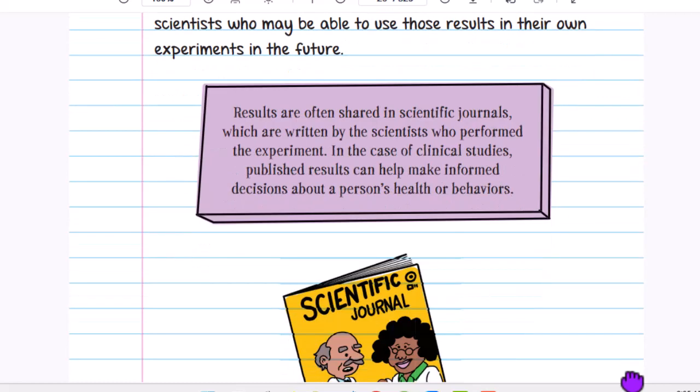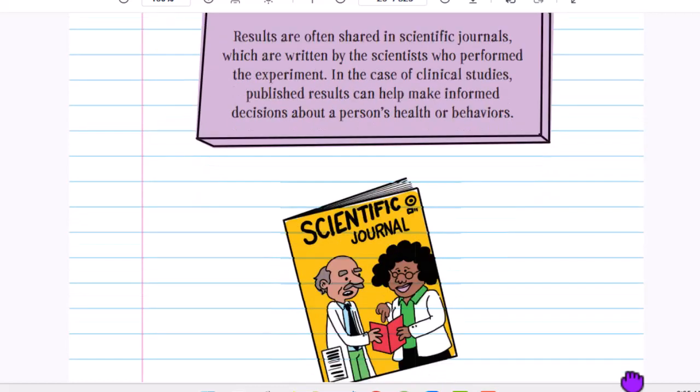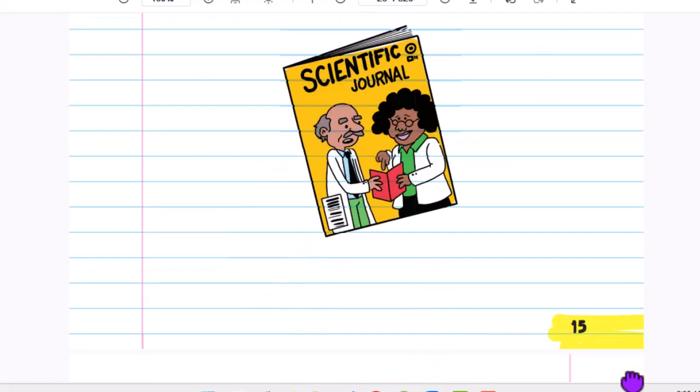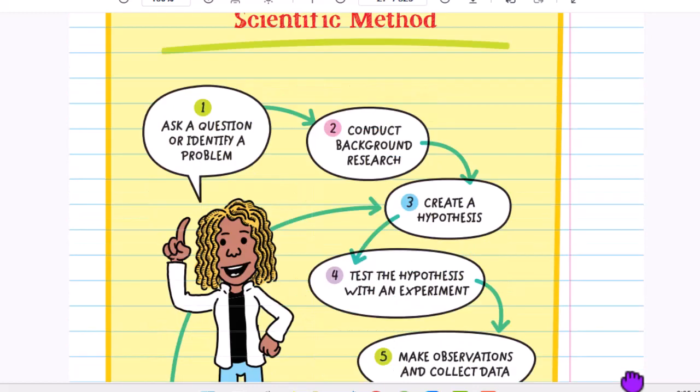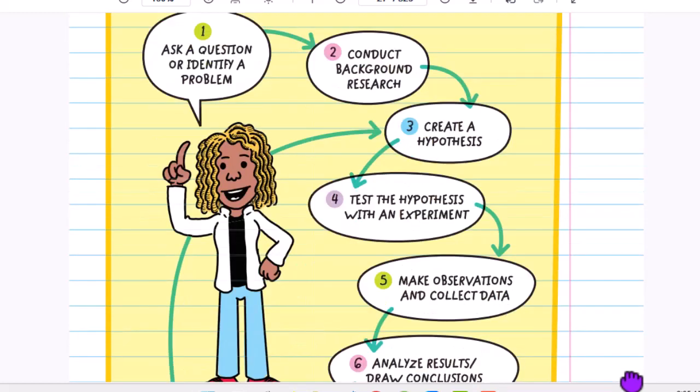Results are often shared in scientific journals, which are written by scientists who perform the experiment. In the case of clinical studies, published results can help make informed decisions about a person's health behavior. This is the abbreviation of the scientific method. Ask or identify a problem.